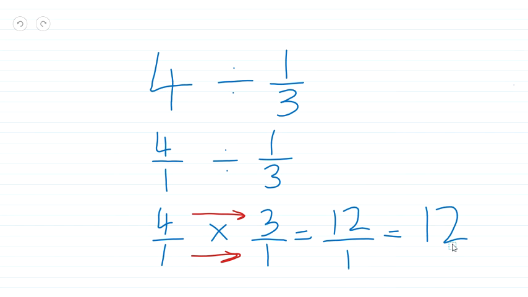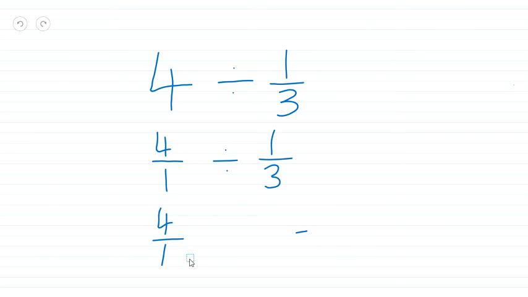Let's erase everything as fast as we can. So remember, the important thing is we have to convert our whole number into a fraction by placing it over 1, right? So for our second example, we're going to say 9 divided by 1/6. 9 divided by 1/6. This 9 is a whole number. We have to transform this whole number into a fraction by placing it over 1.